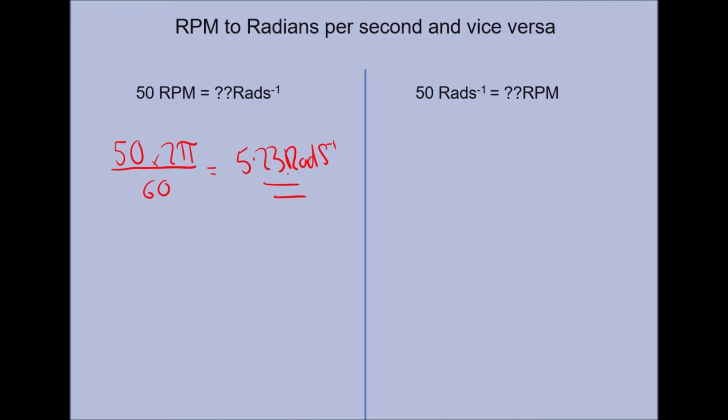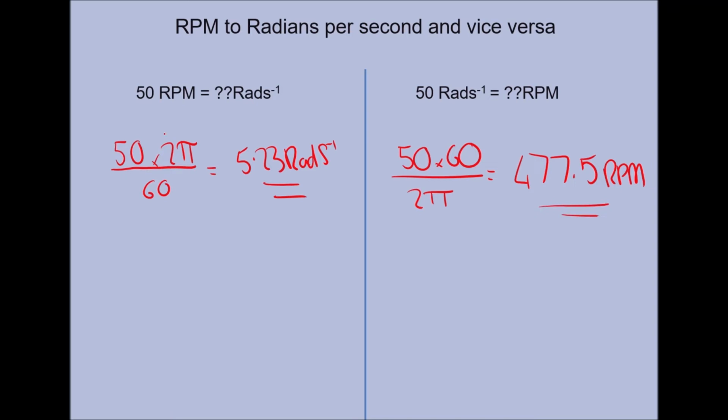Okay, so if I get a question and it says I've got an object that's rotating at 50 RPM, I calculate acceleration or velocity or whatever it may be, I need to change that RPM into radians. So let's go the other way. So we've got 50 radians per second. Now we're going to flip this formula and we're going to multiply it by 60 and divide it by 2 pi. And that will change it from radians per second into revolutions per minute. So 50 times 60 divided by 2 pi, and I'll get 477.5 RPM.